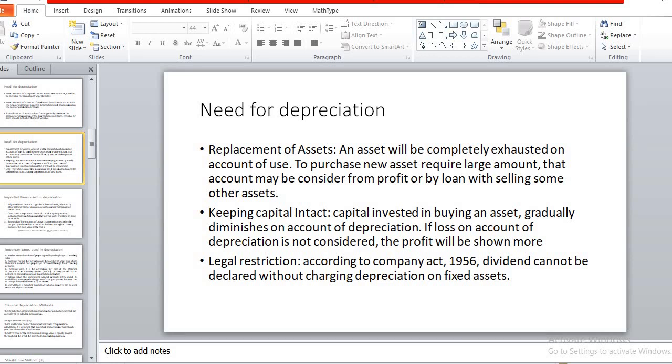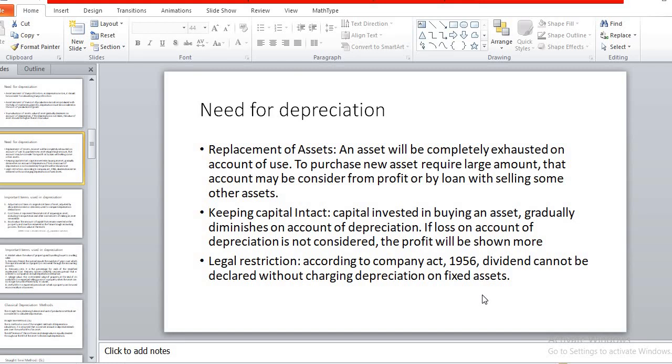Now legal restrictions. Some legal restrictions are there. According to the Company Act, you cannot declare a dividend without considering the depreciation on the fixed assets. So you should consider depreciation on fixed assets. You should deduct the depreciation amount from your company's income, and from whatever remaining profit the company has, you can give a dividend. You cannot ignore this depreciation amount. So these are some needs, some objectives of depreciation.